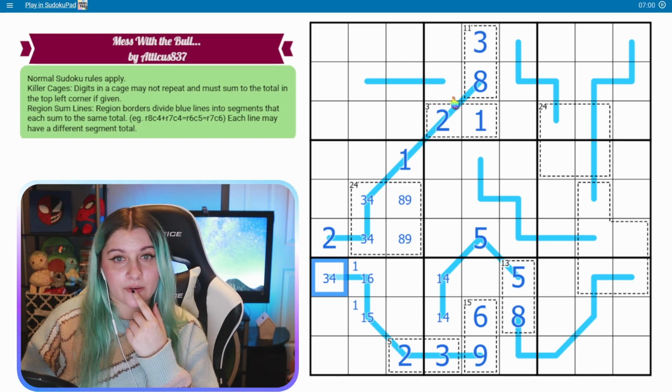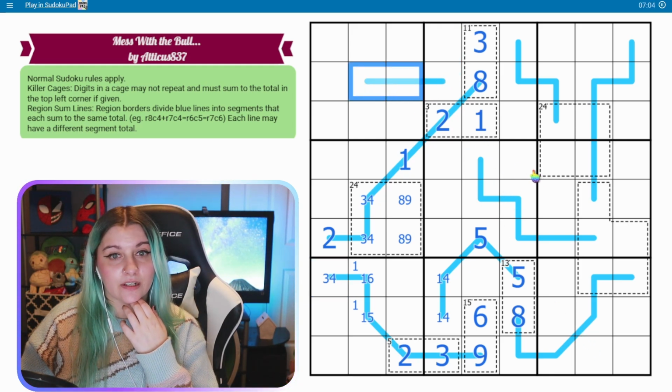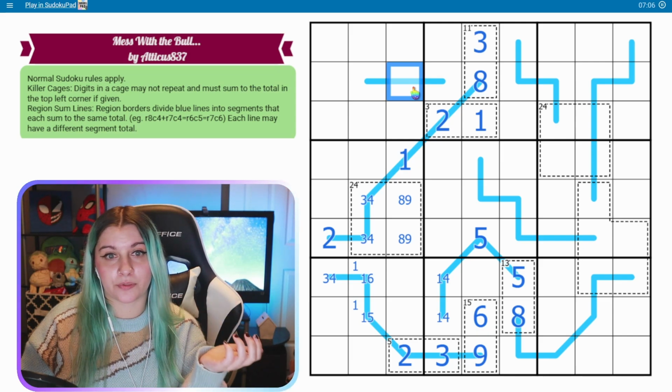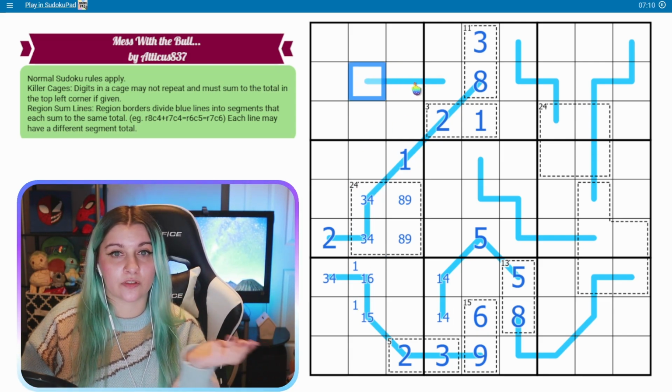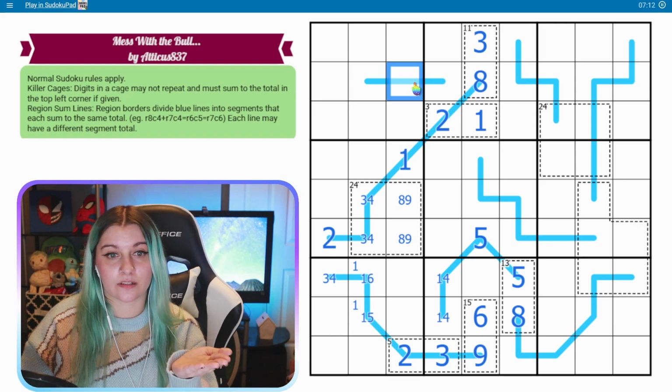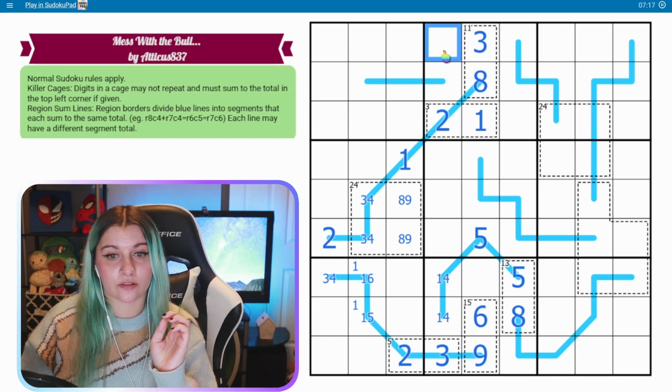Well, what else do I know? I need a 5 here. If this is a 5, can I get 5 here? This can't be a 1 or a 2, but it could be a 3 or a 4. And this would have to be a 2, so this would have to be a 3. I think that works. I think that's an option. Or 5 could just go up here.